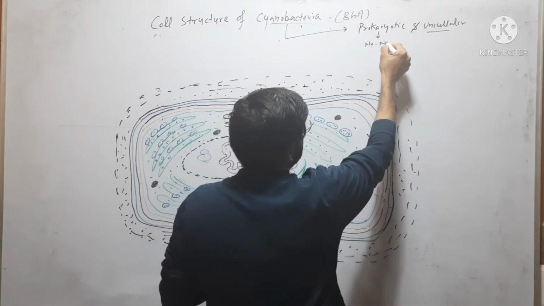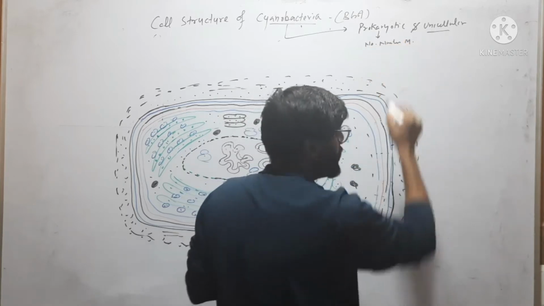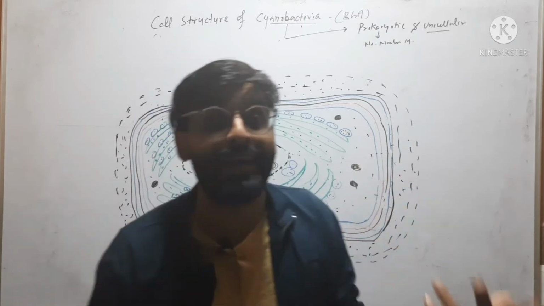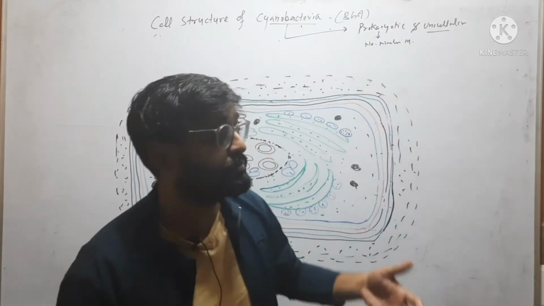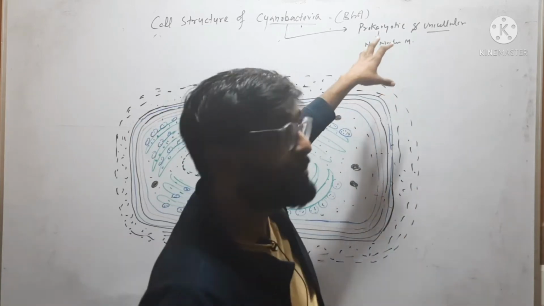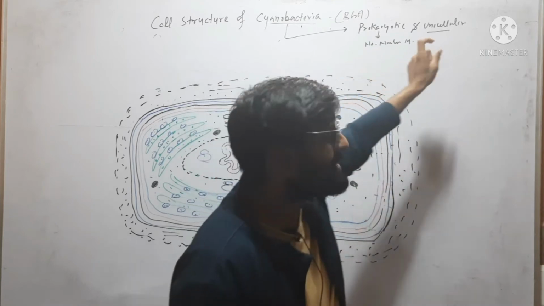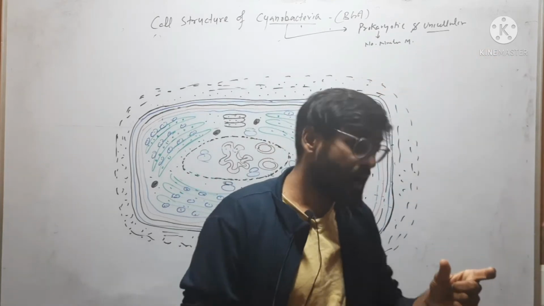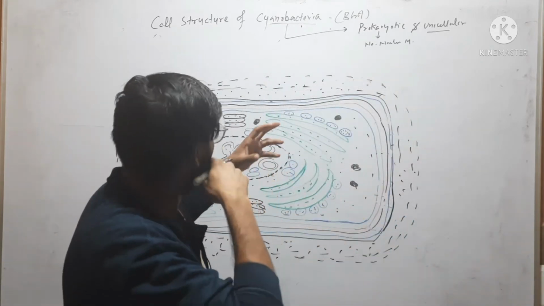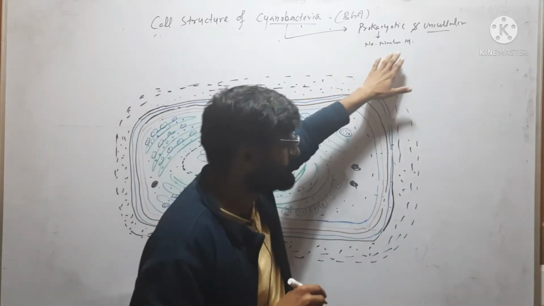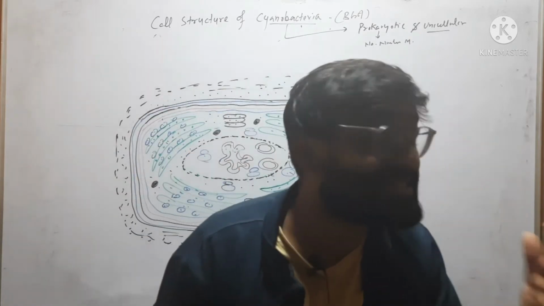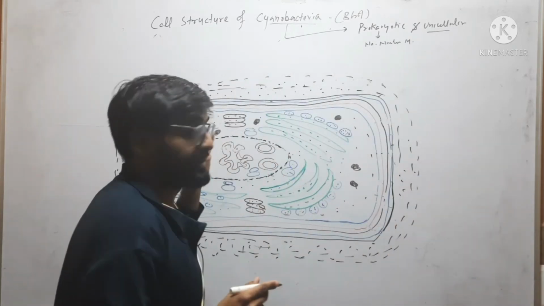no nuclear membrane outside its genetic material, and membrane-bound organelles like endoplasmic reticulum, mitochondria, chloroplast, Golgi body, all these membrane-bound organelles are absent, and it is a single celled organism. However, it is present also in colony. So now we will talk about the cell structure of cyanobacteria.